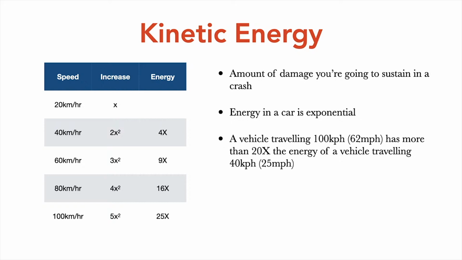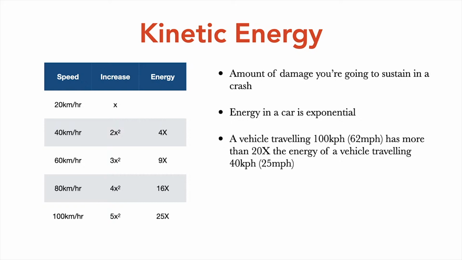So these new fast vehicles that we have that will go 160 kilometers an hour without blinking an eye, you have a lot of kinetic energy in your vehicle, and you are probably not going to withstand a crash if you get into a crash at 160 kilometers an hour or 100 miles an hour. At 60 kilometers an hour, you now have 9 times the amount of force. 80 kilometers an hour, it's 4 times faster than 20 kilometers an hour, so now you have 16 times the force, and if you go 100 kilometers an hour, you have 25 times the force.